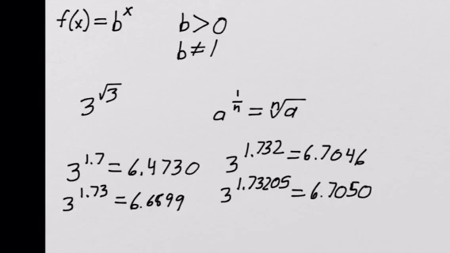If I end up putting just 3 to the square root of 3 in my calculator, it will give me an answer to that. It comes out to be, rounding to 4 decimal places, 6.7050, which is pretty close to what we had before. So the idea is we're just taking closer and closer values to that exponent, and then it's going to approach something, and we're going to decide that what it approaches is that actual value.